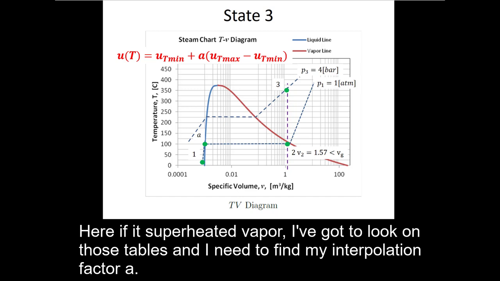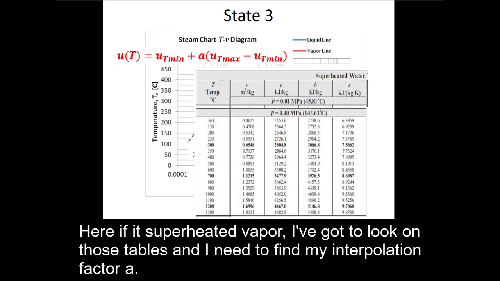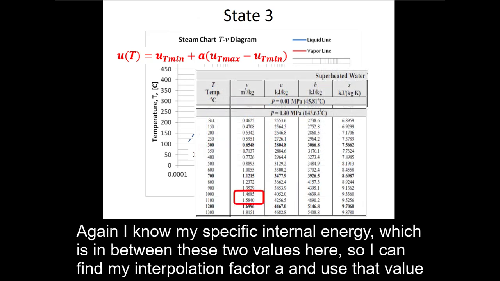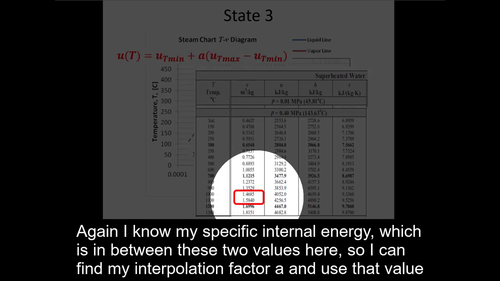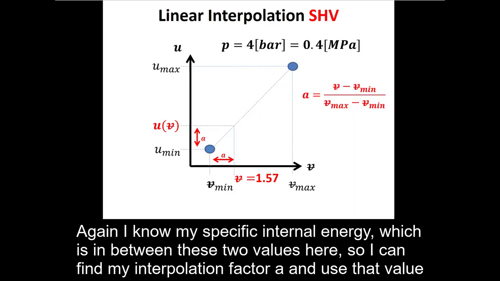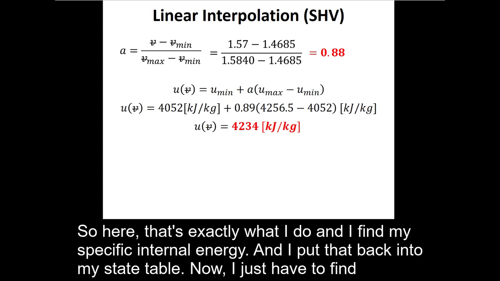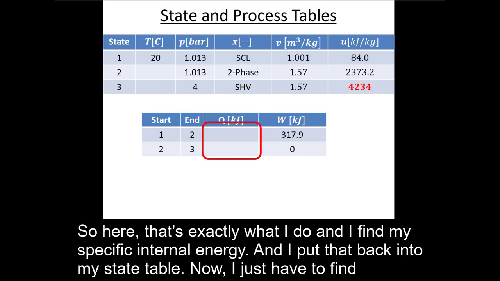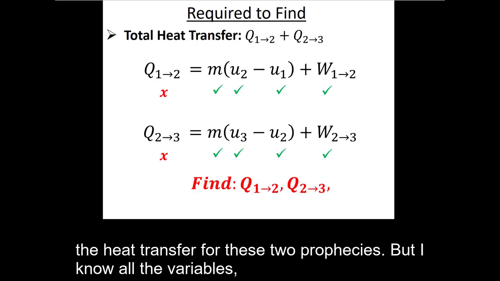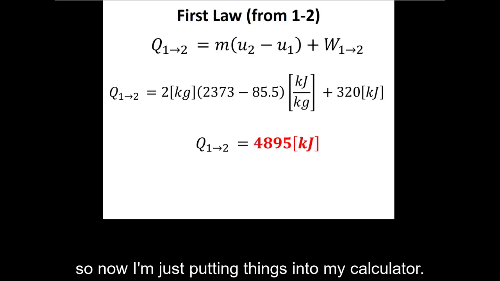Here, if it's superheated vapor, I've got to look on those tables, and I need to find my interpolation factor A. Again, I know my specific internal energy, which is in between these 2 values here, so I can find my interpolation factor A and use that value to get my specific internal energy. So here, that's exactly what I do, and I find my specific internal energy, and I put that back into my state table. Now, I just have to find the heat transfer for these 2 processes, but I know all the variables, so now I'm just putting things into my calculator.